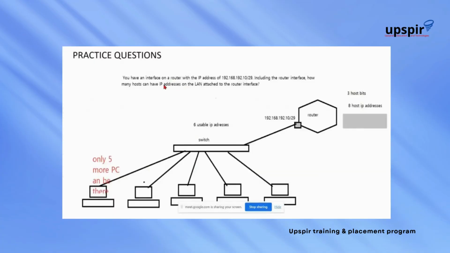The question goes like this: you have an interface of a router with an IP address of 192.168.192.10/29, including the router interface. How many hosts can have IP addresses on the LAN attached to the router interface?